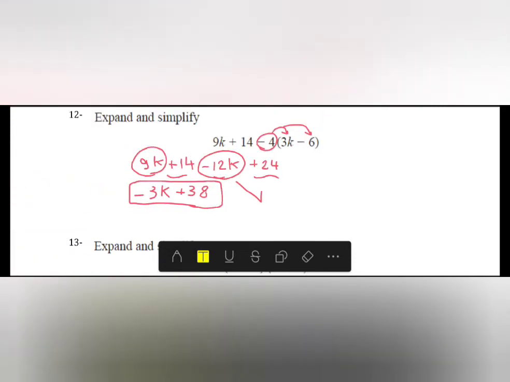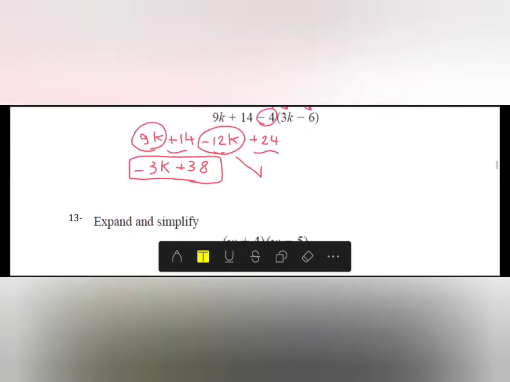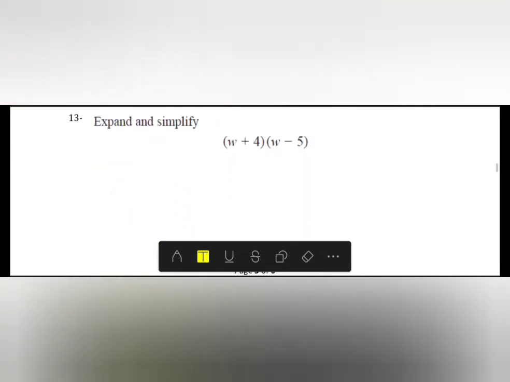Question 13. In question 13, expand and simplify, same idea. So we're going to expand and simplify these two brackets. Now we notice that these two brackets are an answer for a factorizing question. So when we factorize quadratic equations, or expressions, we're going to end up with two brackets like these. So this is the opposite of factorizing. We're going to expand them and the answer will be a quadratic equation or expression.